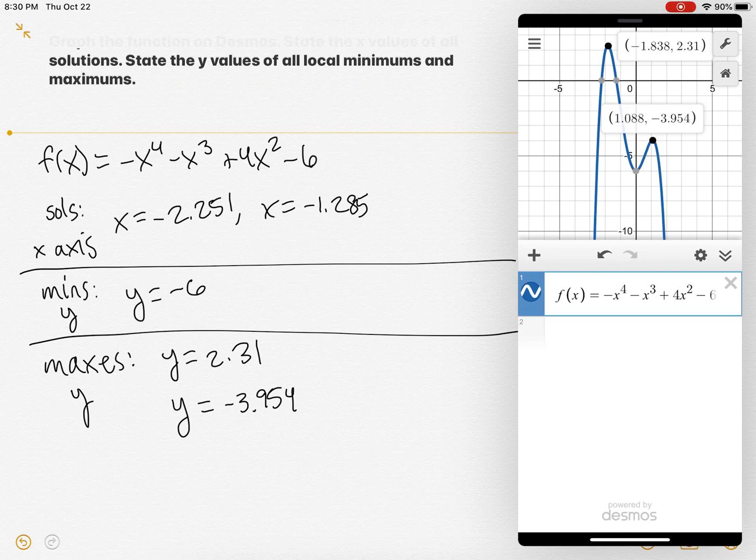Again, type your equation in Desmos exactly the way you see it. Once you have that, you are going to click on the gray dots that are important to you. Solutions are where we cross the x-axis. Mins are valleys. We use y-coordinate for that. Maxes are peaks. We use y-coordinate for that as well.